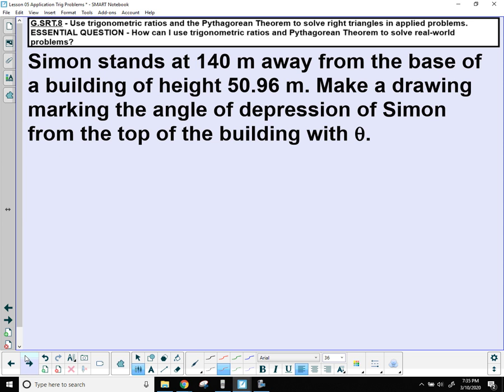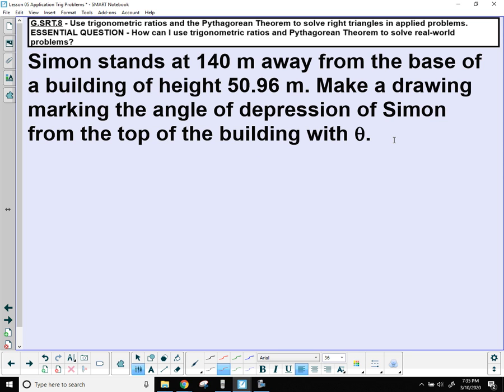Simon stands 140 meters away from the base of a building of a height of 50.96 meters. Make a drawing, marking the angle of depression of Simon from the top of the building. All right, we're looking for angles here.